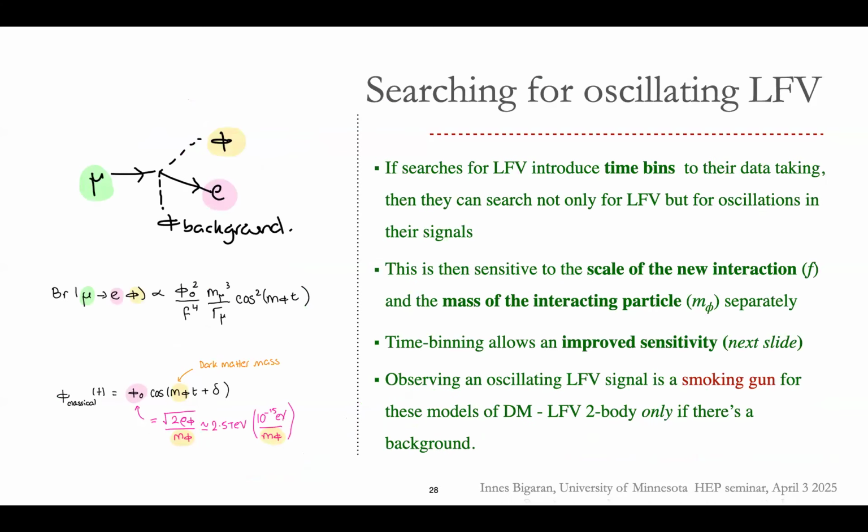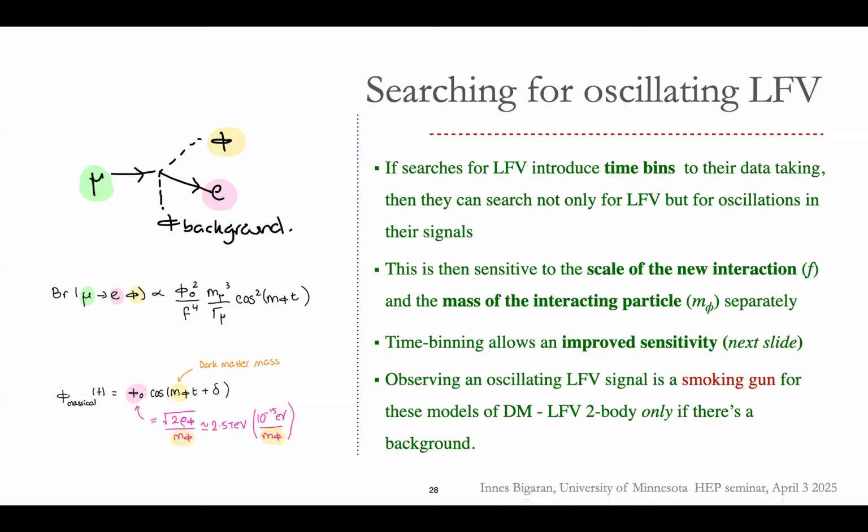So if we look for this lepton flavor violating interaction and introduce time bins to data taking, then what we can look for is not just the presence of the lepton flavor violation, but also for oscillations in the signal. So earlier I said we're probing the scale of the new interaction, that F, that breaking, as well as the mass of the interacting particle separately by looking for oscillation and for signal full stop.